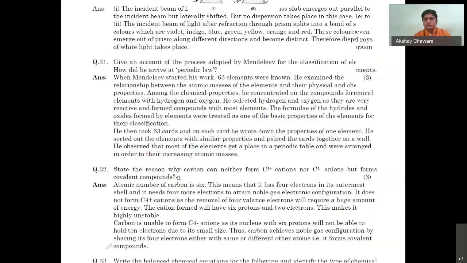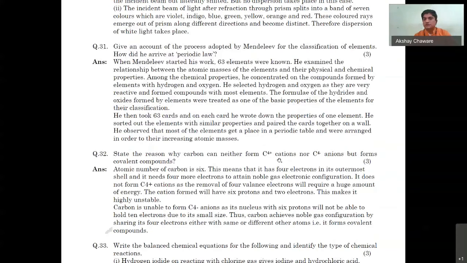And question number 32, state the reason why carbon can neither form C4 plus cations nor C4 minus anions but forms covalent compounds. So here donation of electrons, acceptance of electrons, this should be explained properly with the nuclear force of attraction between protons. So these are the points.